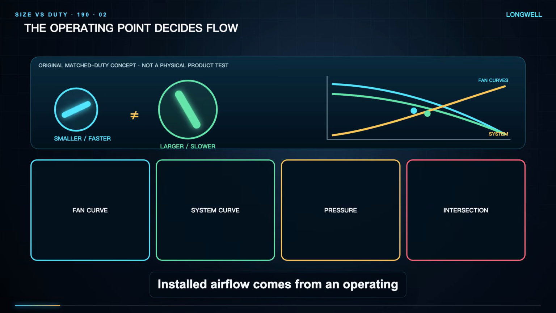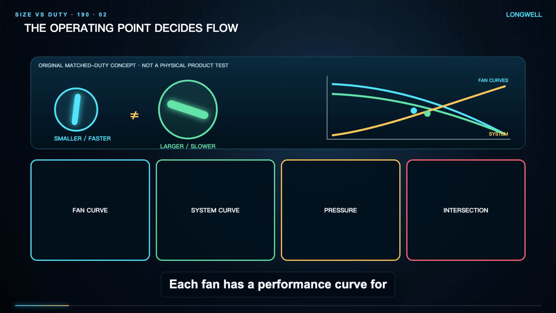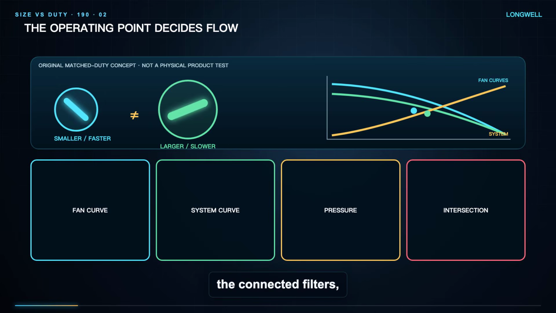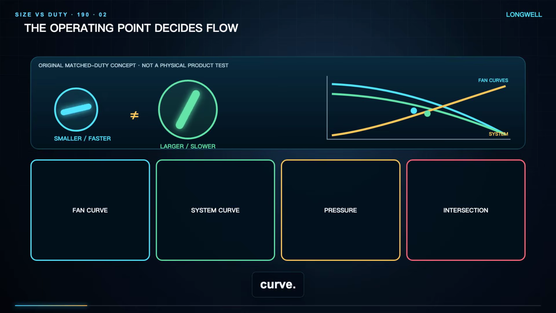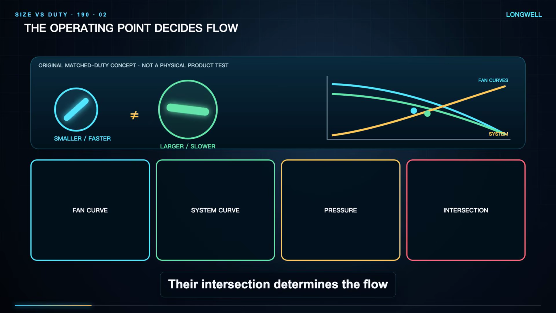Installed airflow comes from an operating point. Each fan has a performance curve for specified speed, density, and test configuration. The connected filters, coils, ducts, grills, dampers, and fittings create a system resistance curve. Their intersection determines the flow the system can actually use.